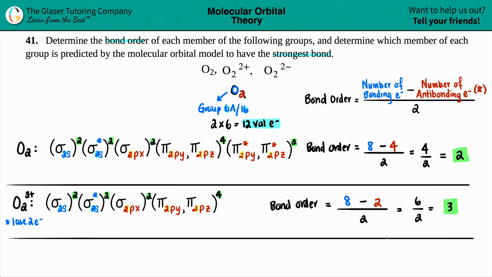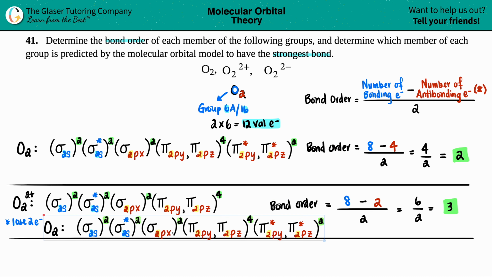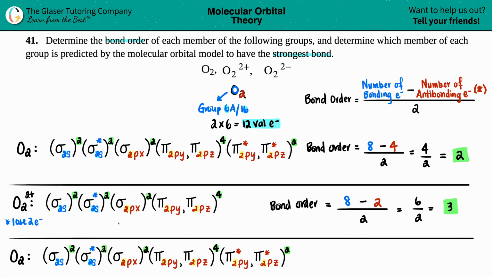And the last one is now going to be O2 2 minus. So always take it from the one that is the neutral one, where you did not lose or gain any electrons. So I'm going to put that one down here. This is now going to be the 2 minus. And remember, now I'm in a minus, so I'm going to gain 2 electrons. And you gain it from the last one. So instead of 2, 2 plus 2 is now going to be, the new number is 4.